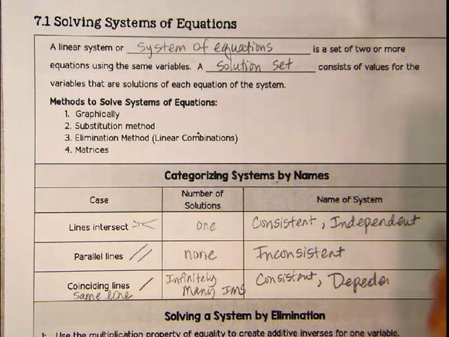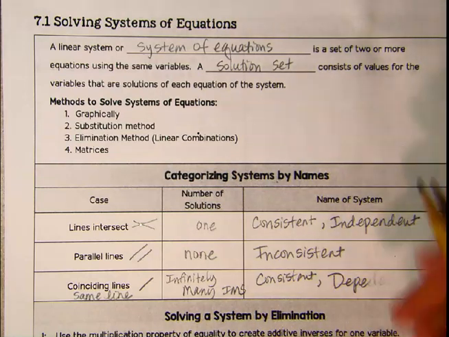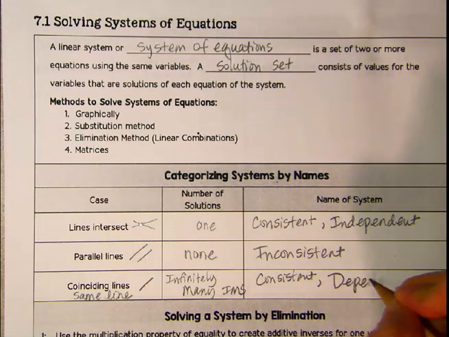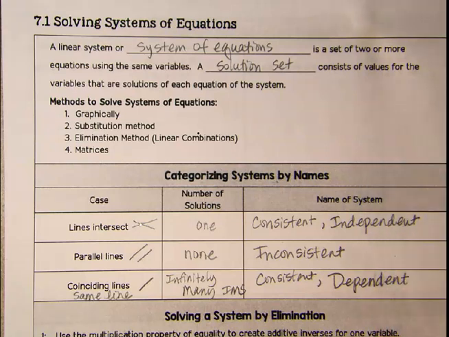Let me spell that right for you guys. That's a great thing about erasers, y'all, and writing in pencil. Okay, and dependent. So what we're going to do now is look at solving a system by elimination.